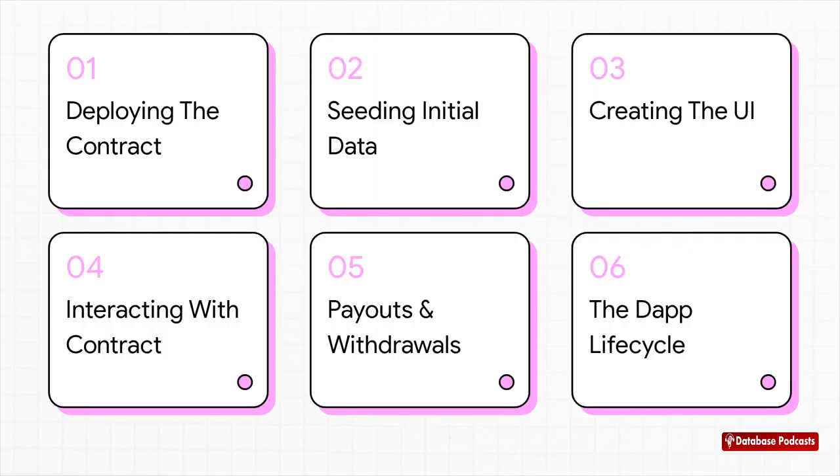Here's our roadmap. First, we're going to deploy the contract. Then we'll seed it with some initial data. After that, we'll build the user interface, see how to interact with the contract, handle payouts, and then we'll wrap it all up by looking at the full dapp lifecycle.